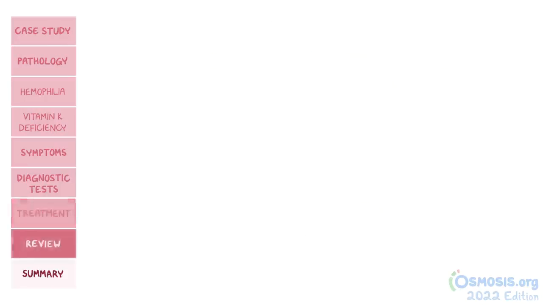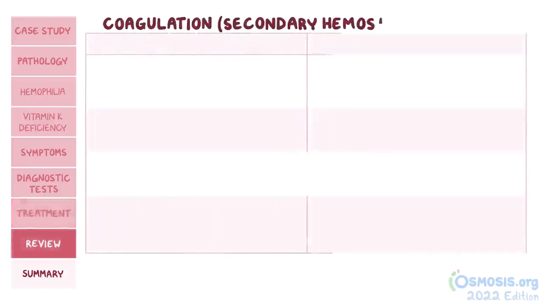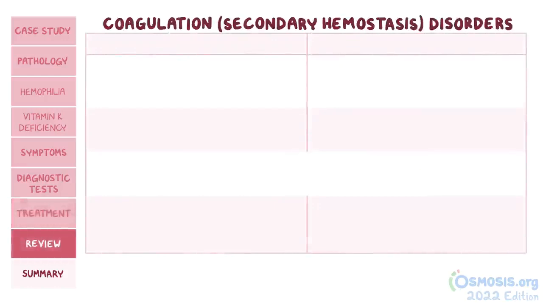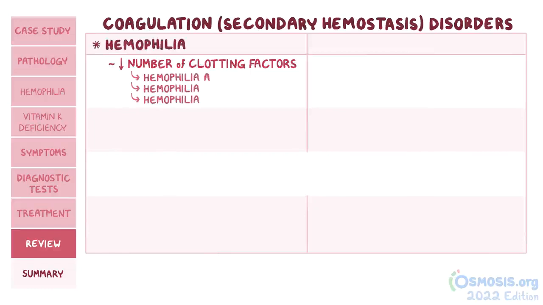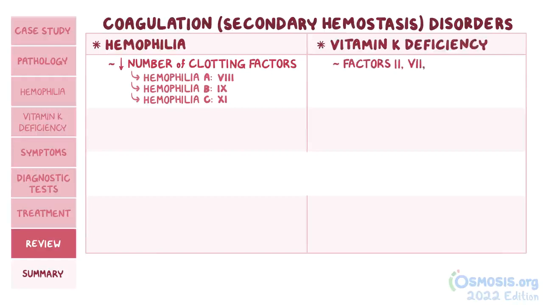Okay, to review. Coagulation or secondary hemostasis disorders can occur when there's a decrease in the number of clotting factors, like in hemophilia A, B, and C, where there's deficiency of factor 8, 9, and 11, respectively, and in vitamin K deficiency, where factors 2, 7, 9, and 10 cannot be converted to their functional forms.